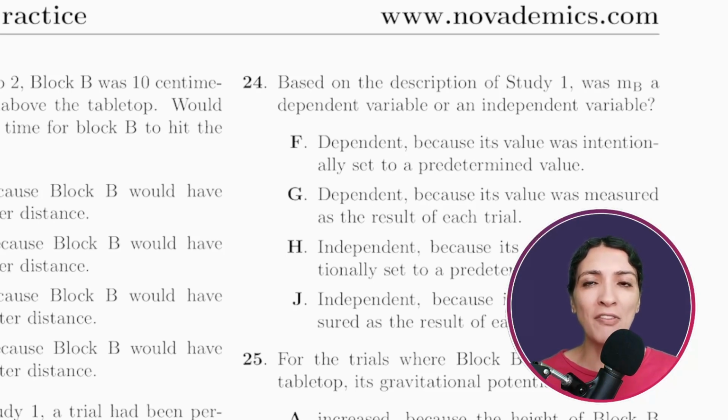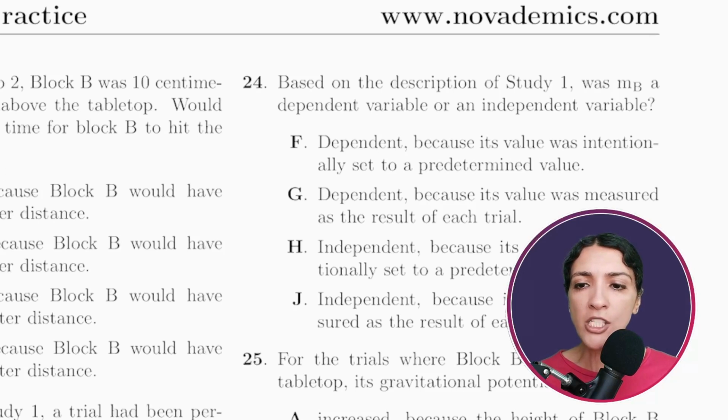A dependent variable is a variable whose values depend on the experiment. So the values, we don't know them a priori. We're going through the experiment and measuring the values. That's a dependent variable. An independent variable is a variable whose values do not depend on the experiment, meaning we're not measuring them as a result of the experiment. We predetermined those values before we conduct the experiment.